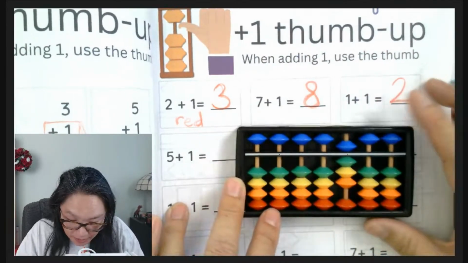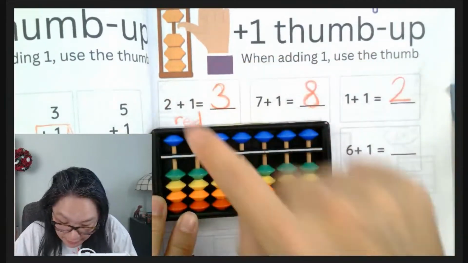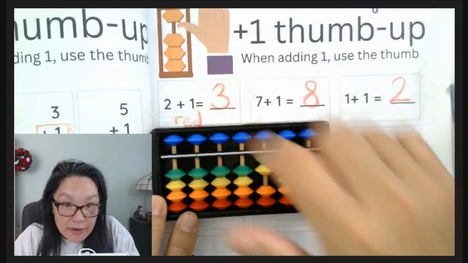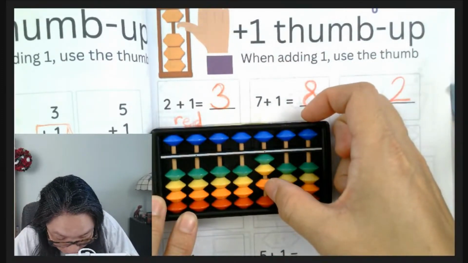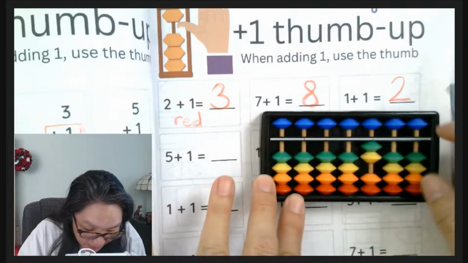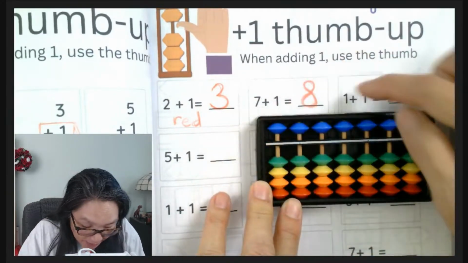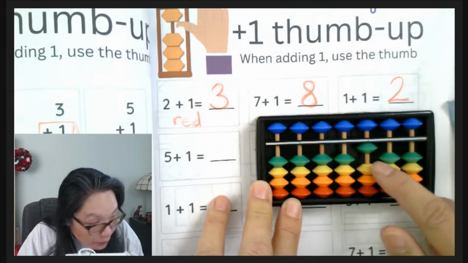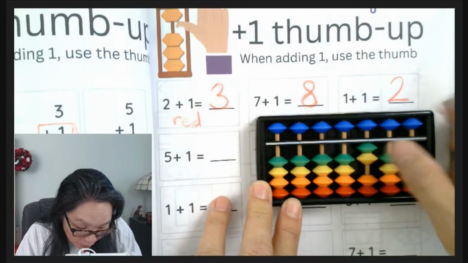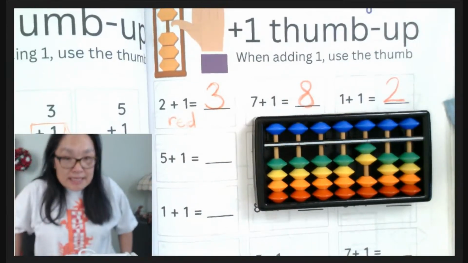So when we look, here is 2. I'm going to clear my abacus and I have 2, and then I have 1. When I add, I'm only doing one bead. That's all that means. So when we do it again, I have 3. My answer is 3. I do another one. I have one, and then I'm going to add another bead. I have one more bead, and that is two. Does that make sense? So that's easy, not a problem.